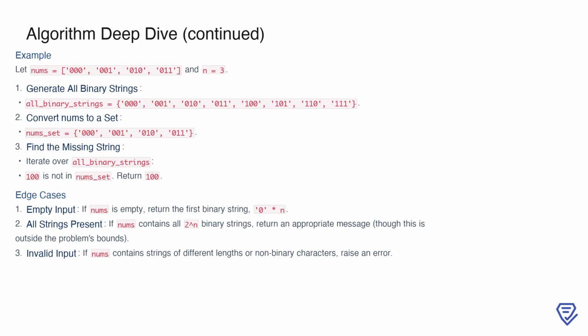We also need to handle edge cases. If the input array is empty, the first binary string, 0*n, is returned. If nums contains all 2^n binary strings, we could return an appropriate message, though this scenario is outside the problem's constraints. Finally, if nums contains invalid strings, such as those with non-binary characters or inconsistent lengths, the algorithm should raise an error.